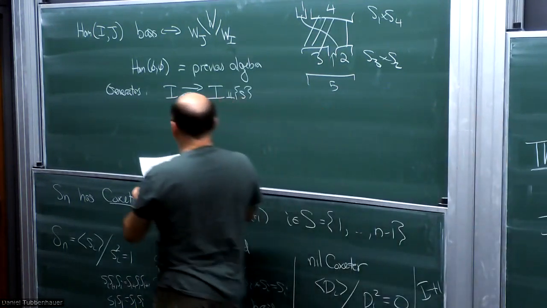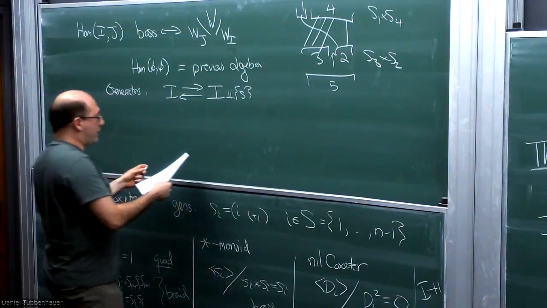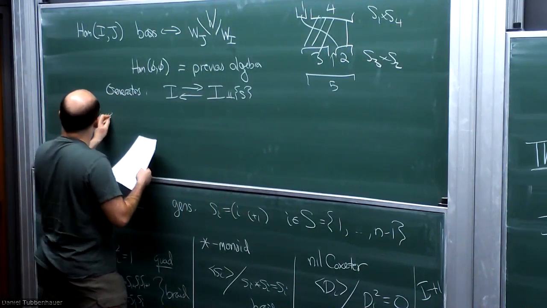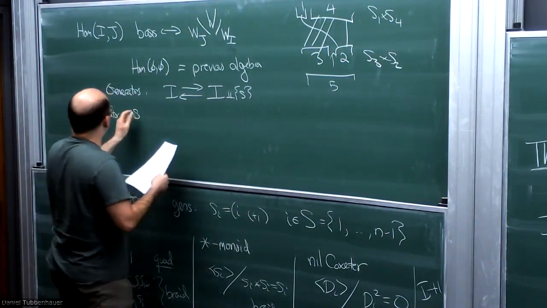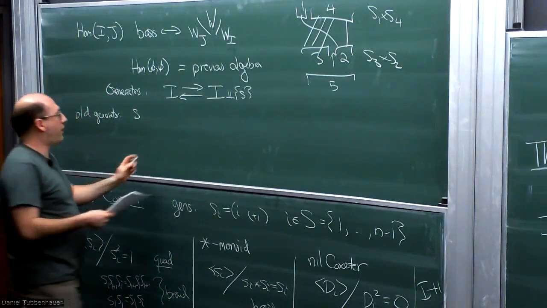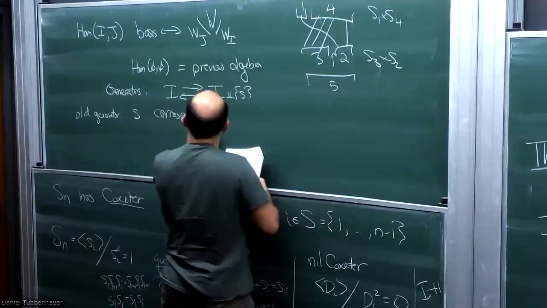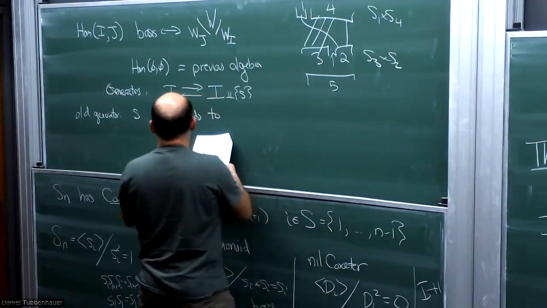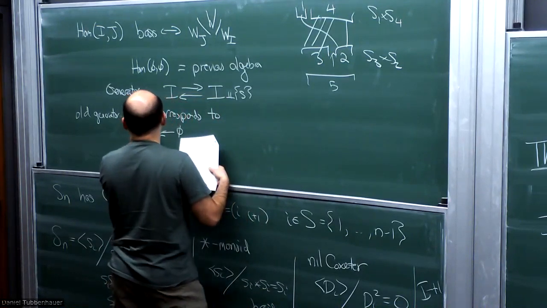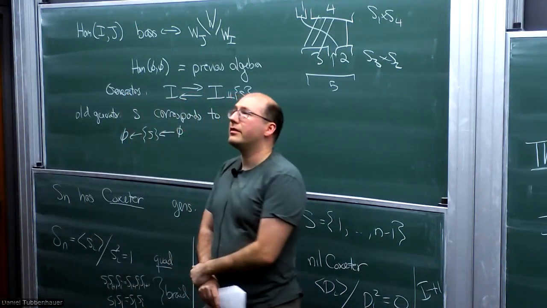This is the sort of structure that I want. In this setting, I have this old generator, which would be S, a simple reflection S_i. I now want to think that this corresponds to a composition of these new generators, namely, I start at the empty set, I go to the parabolic subgroup S, and I go back to the empty set.